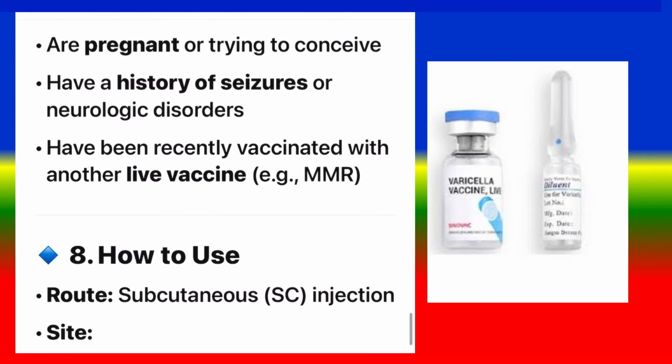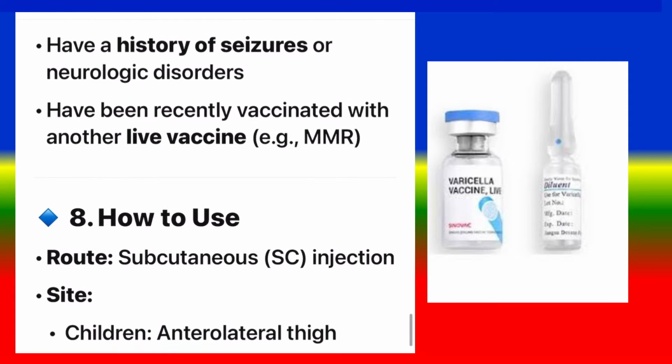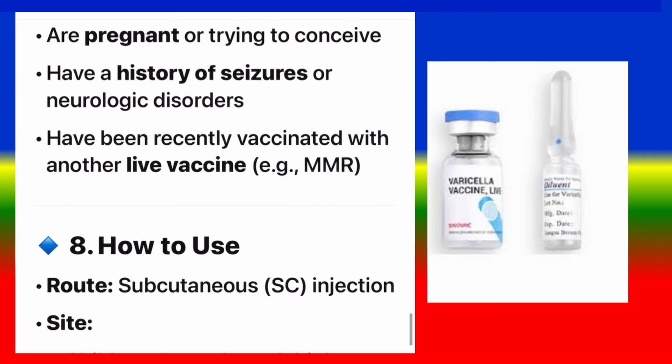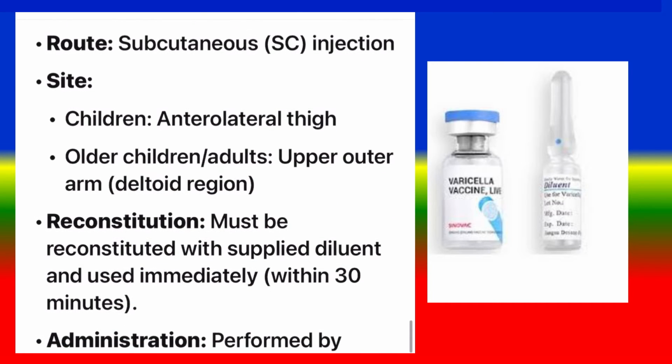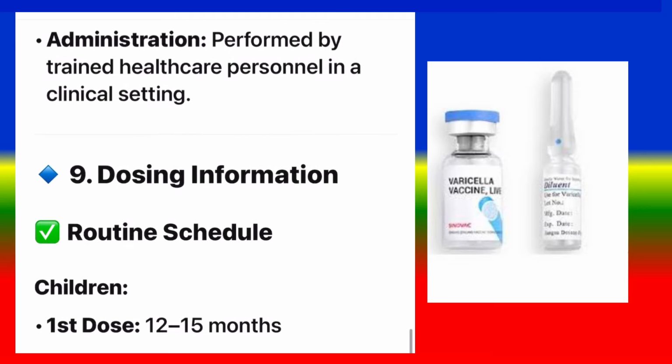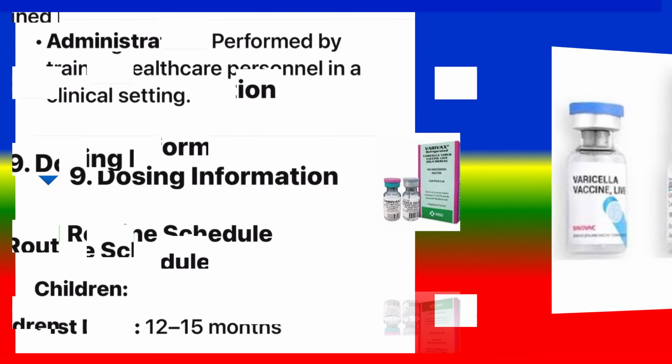8. How to use. Route: subcutaneous, SC, injection. Site: in children, the anterolateral thigh; in older children and adults, the upper outer arm, deltoid region. Reconstitution: it must be reconstituted with the supplied diluent and used immediately, within 30 minutes. Administration is performed by trained healthcare personnel in a clinical setting.